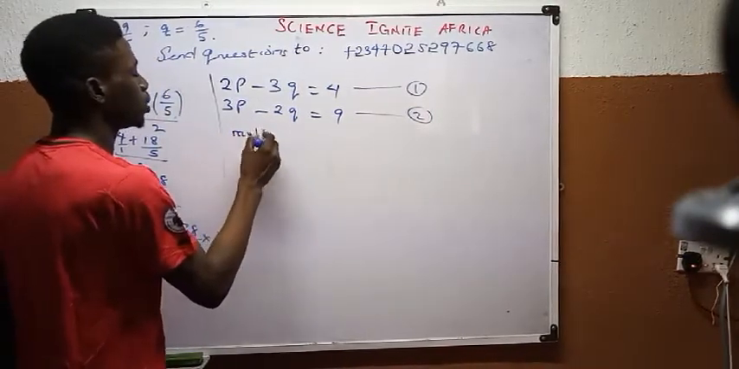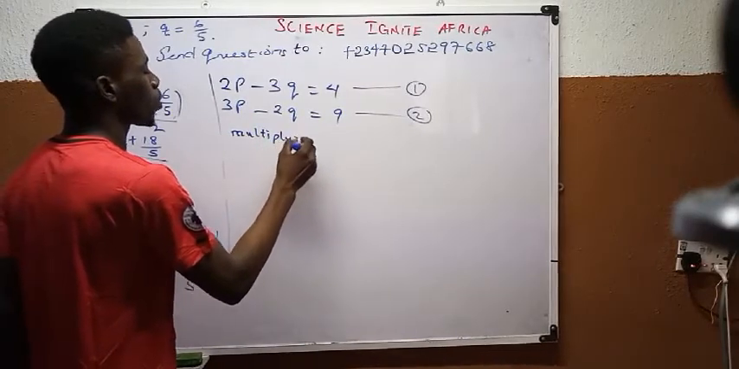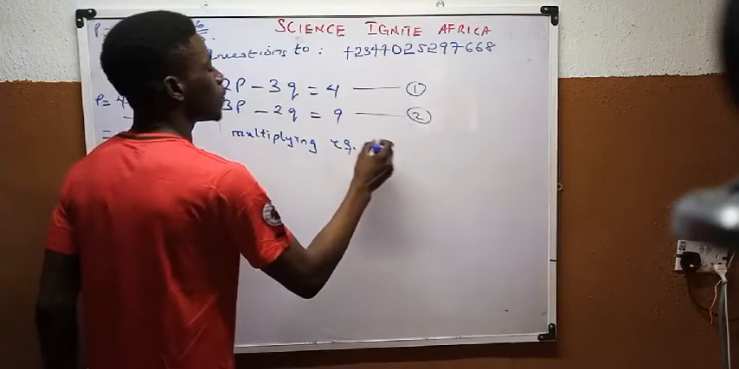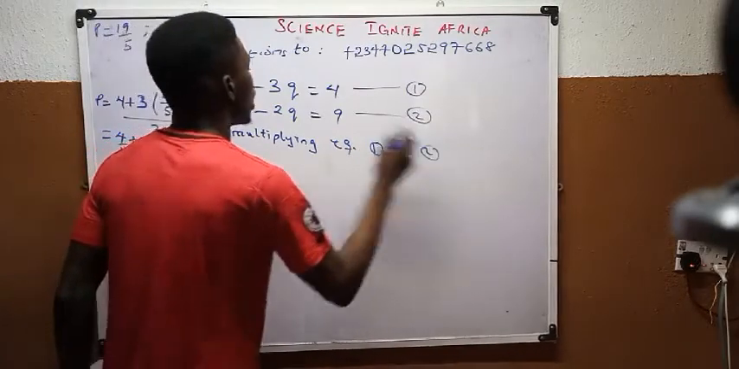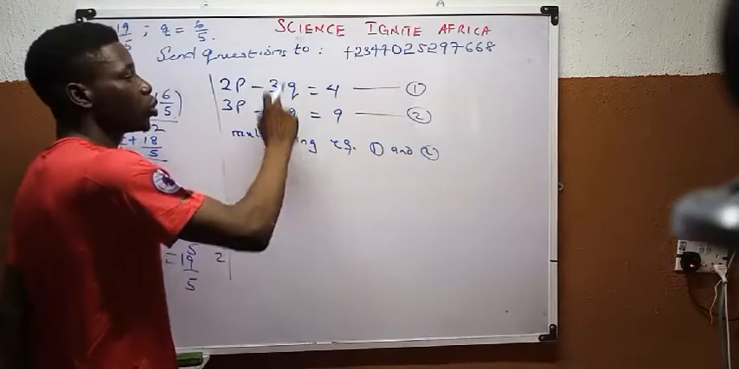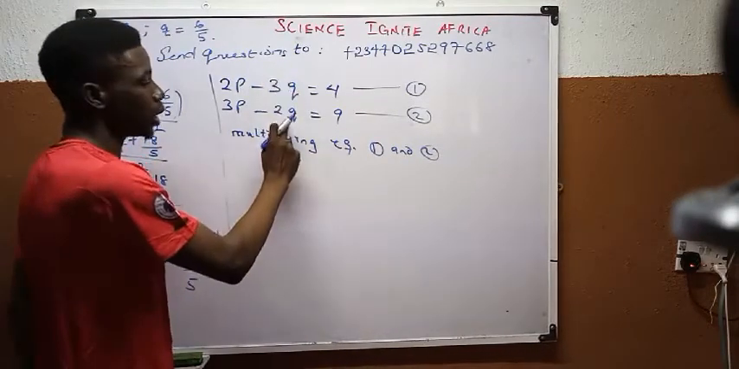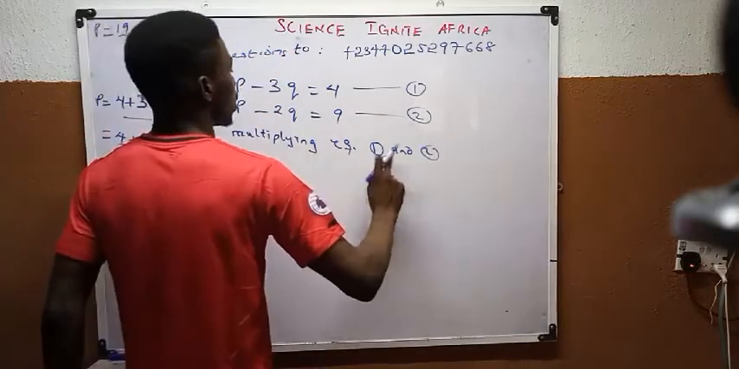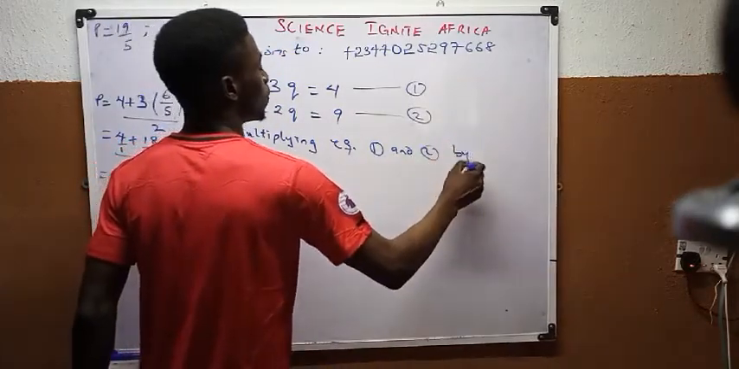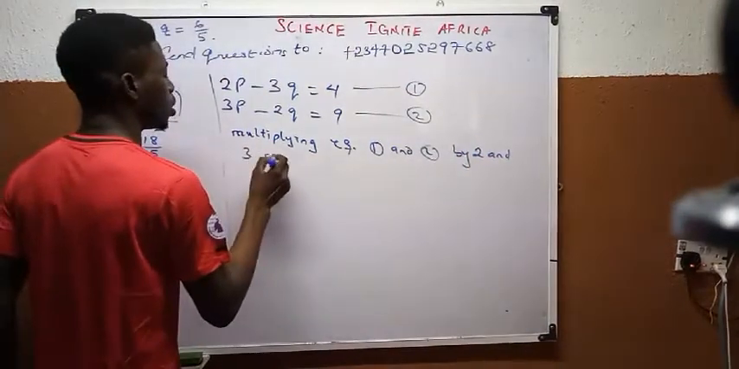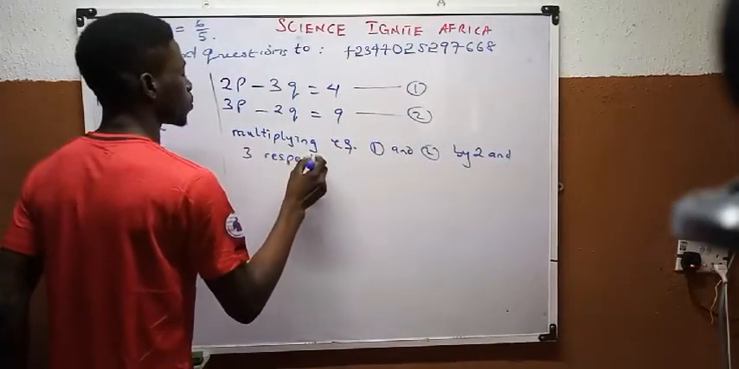So you say multiplying equation 1 and 2. For equation 1, I will multiply it by 2. Definitely for equation 2, I will multiply it by what? I will multiply it by 3, the coefficient of Q in equation 1. So, multiplying equation 1 and 2 by 2 and 3 respectively.